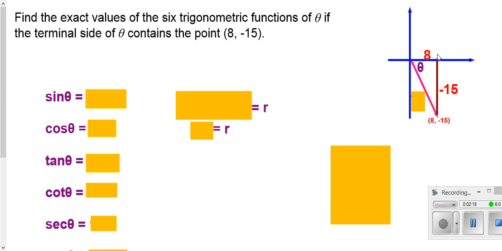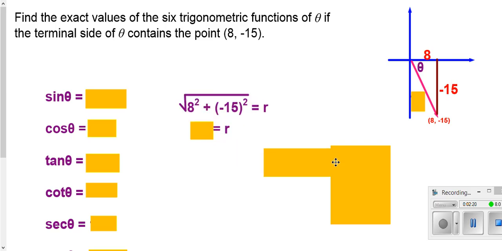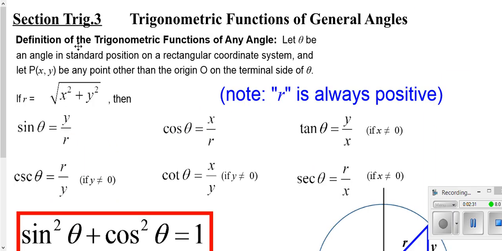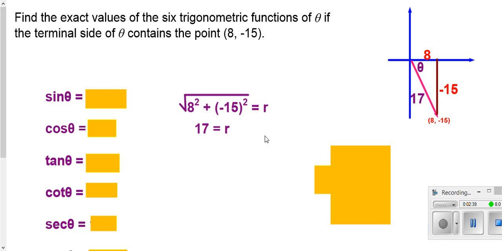Well, we can just go ahead and use our Pythagorean theorem to be able to get that missing side. And we get 17. Now, technically speaking, when you take your square root, it's plus or minus. But according to our definition back here, that r is always the positive square root. So make sure that you're always making your hypotenuse r positive.